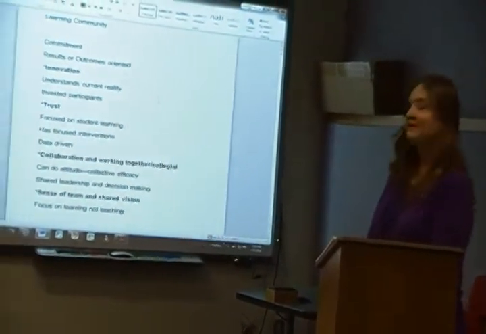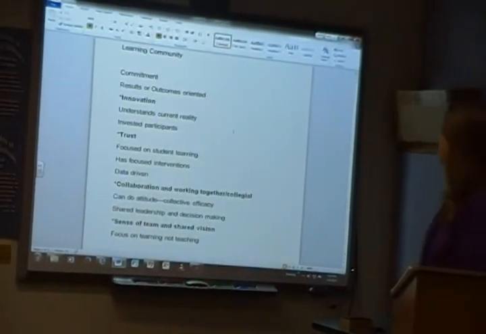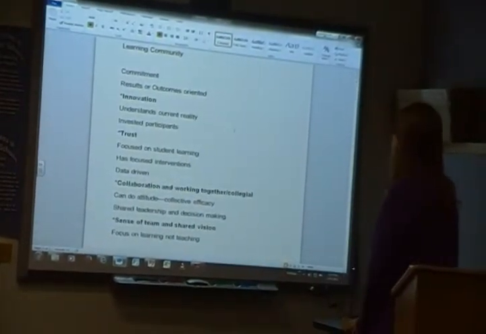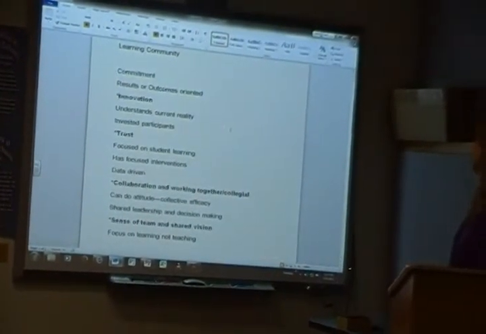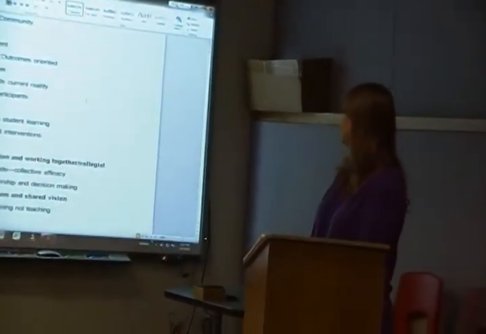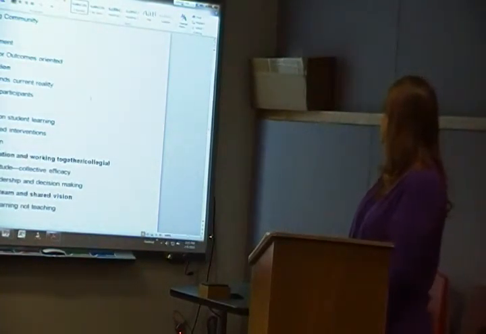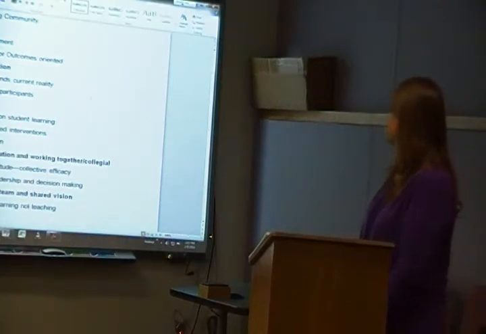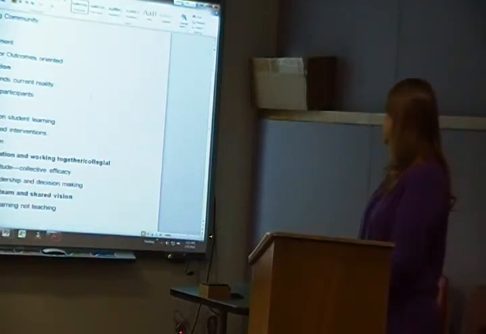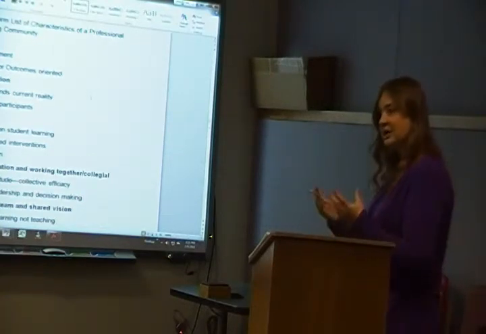So, characteristics that you have identified as important ones in your PLC, your learning community, include commitment, results or outcomes oriented, innovation, understands current reality, invested participants, trust, focused on student learning, focused on interventions, data driven, collaboration and working together collegially, a can-do attitude, collective efficacy, shared leadership and decision making, a sense of team and shared vision, focus on learning, not teaching.